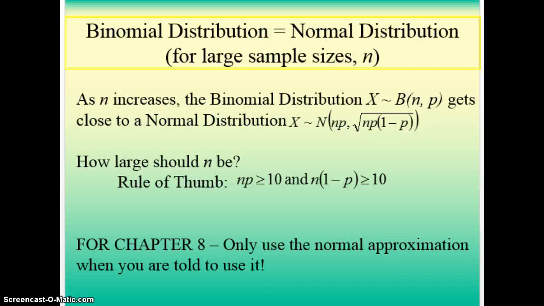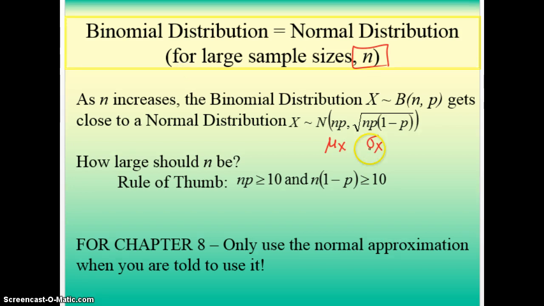Okay, binomial distribution will be normal, or we can use the normal approximation, when n is big enough. So your first question should be then, what is big enough? How big should n be? How large should n be? As n increases, the binomial distribution with n and p gets close to a normal distribution with np as the mean. There's your formula for mean of x, and square root of np times 1 minus p, which is your standard deviation of x. So there's your mean and your standard deviation.